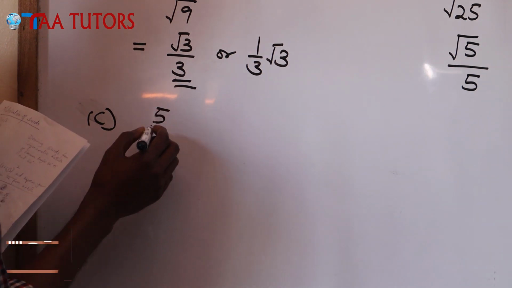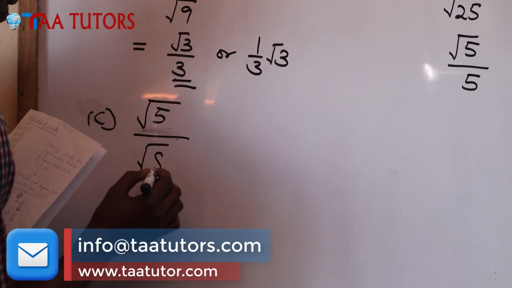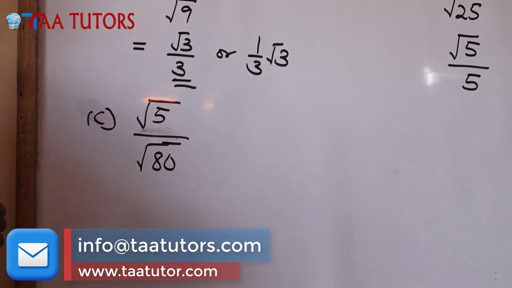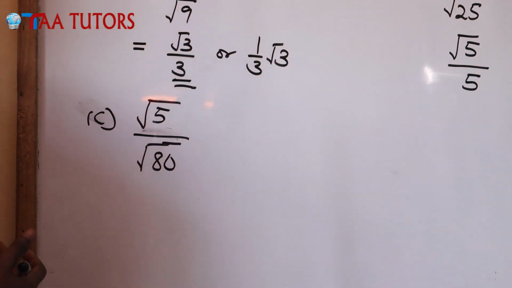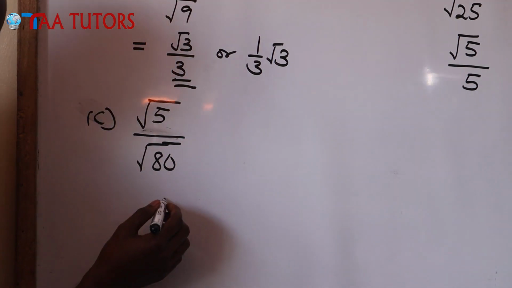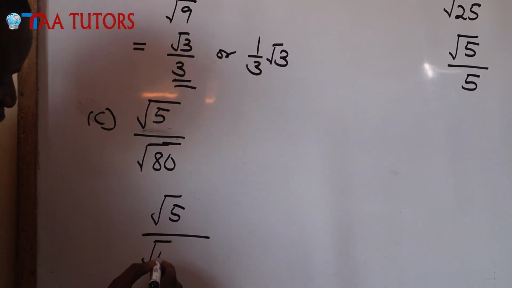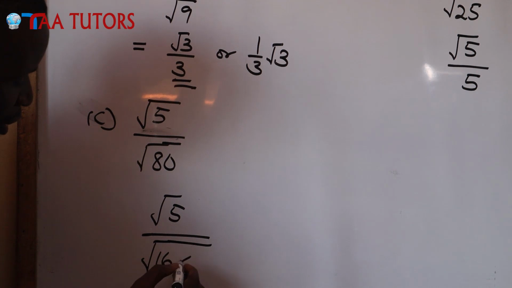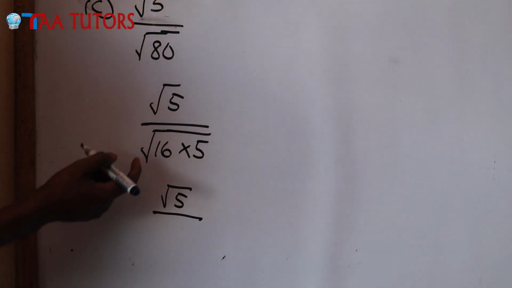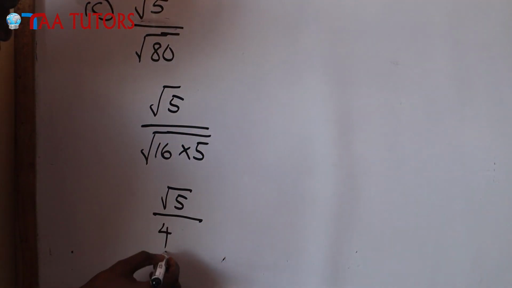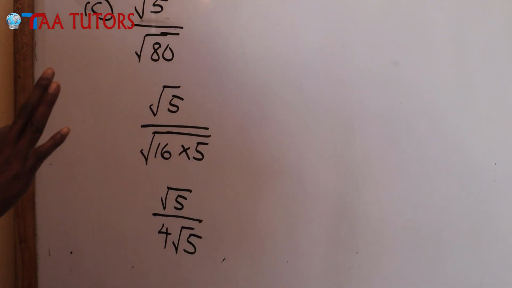√5 over √80. Here again, we know √80, so we need to first of all simplify. We have gone through that in our first lesson. So here we are going to have √5, we can't simplify that further. But √80 is the same as √16 times 5. So we are going to have √5 divided by √16, which is 4, so that is 4√5. Now, this is coming more easily than I thought.